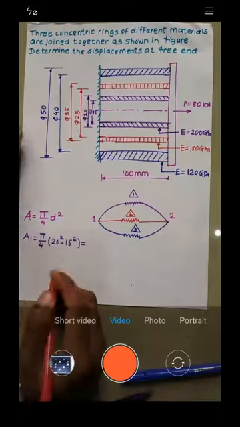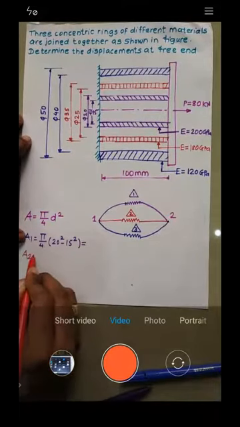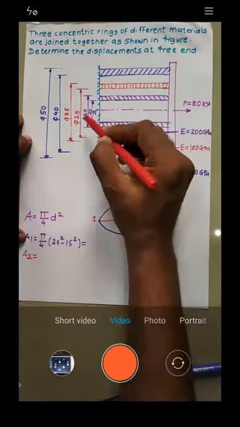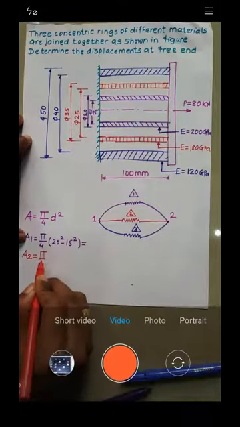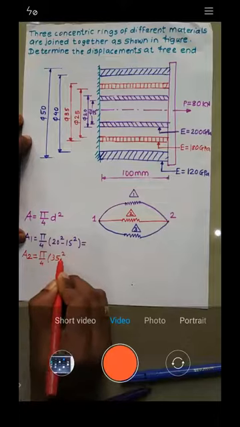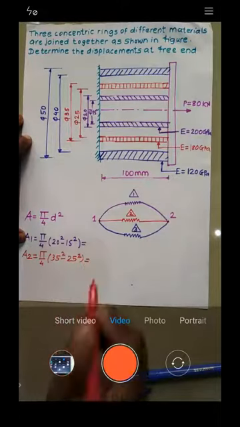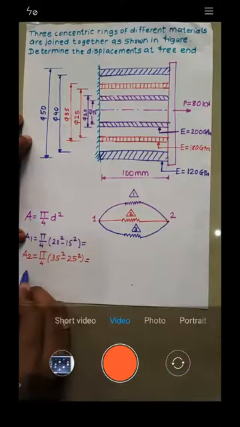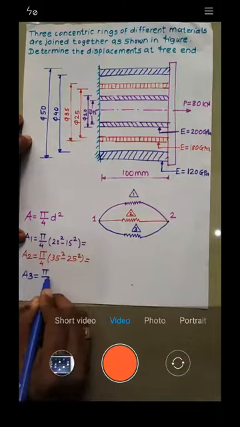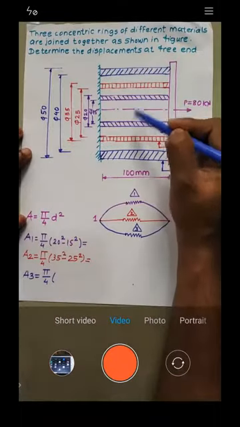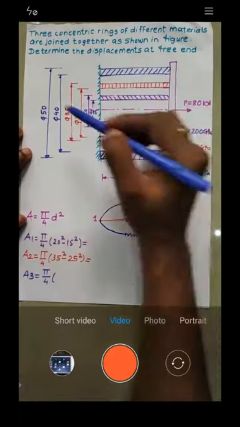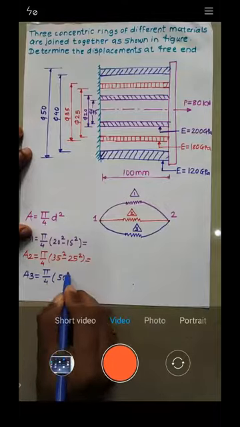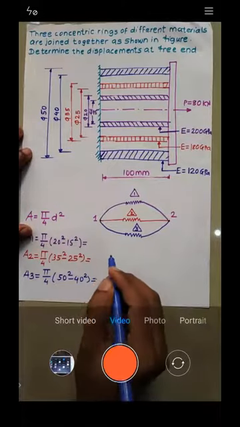Do the calculation. Similarly, we should calculate the cross-section area for the second one. Its outer diameter is 35, inner diameter is 25. So pi by 4, 35 square minus 25 square. This is for the second one. Similarly, for the third one, A3, it is pi by 4. For the inner one, it's 20, 15. For the middle one, it's 35, 25. For the outer one, it's 50, 40. So it is 50 square minus 40 square.